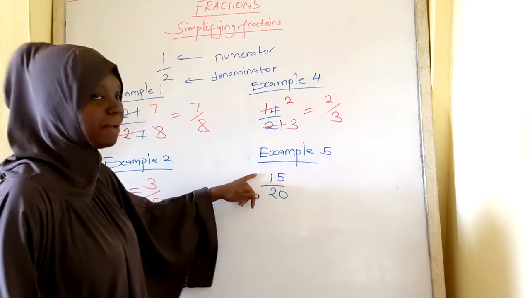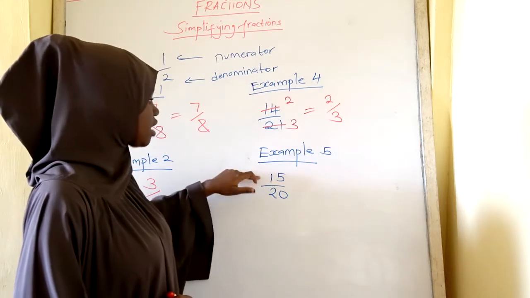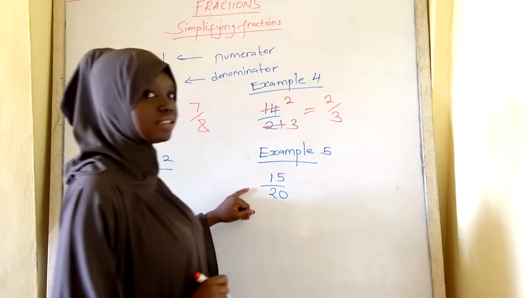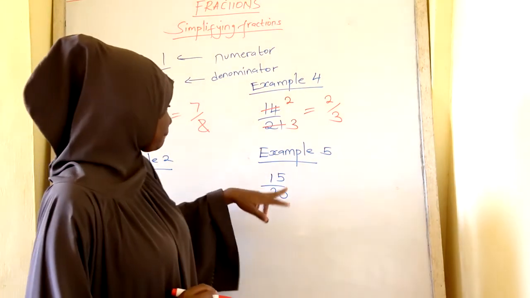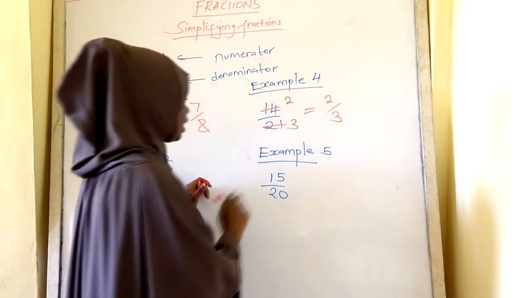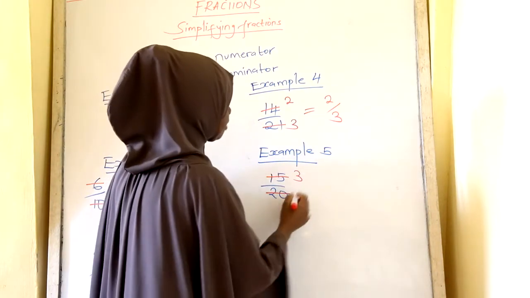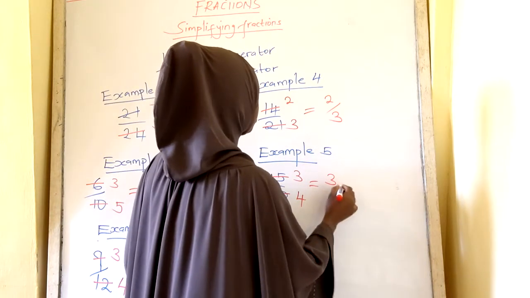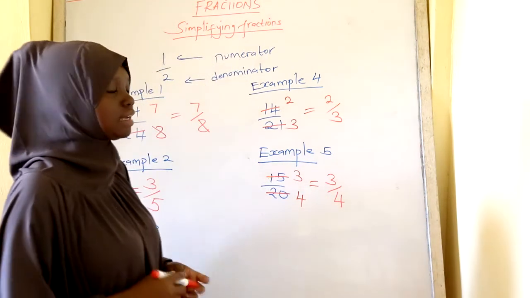We go to the next number, that is number 4. Number 4 can divide the denominator, but it cannot divide the numerator. So we can't pick it too. We go to the next number, that is number 5. Number 5 can divide the numerator and also the denominator. So we are going to pick number 5. That is 15 divided by 5 will get 3. 20 divided by 5 will get 4. So this fraction in its simplest form will be 3 out of 4. I hope that is also clear.